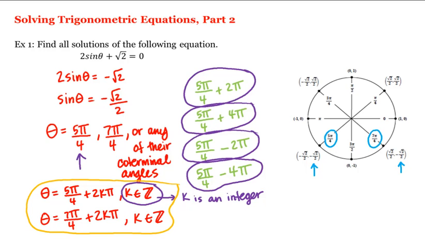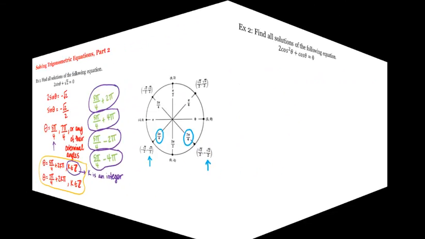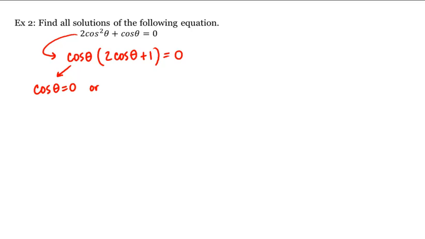All right, let's look at another example. Let's find all solutions to this equation. Well, we can begin by factoring out a cosine theta from the left-hand side, which gives us cosine of theta times 2 cosine of theta plus 1 is equal to 0. So we have a product of factors equal to 0, which means either the first factor is 0, so cosine of theta is equal to 0, or the second factor is 0. So 2 cosine of theta plus 1 is equal to 0.